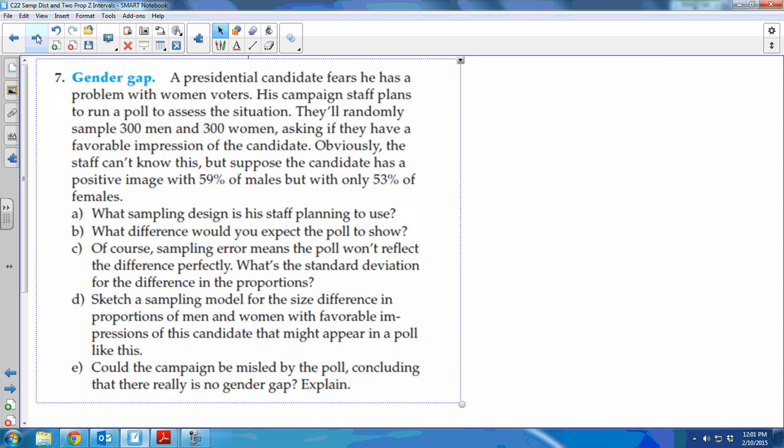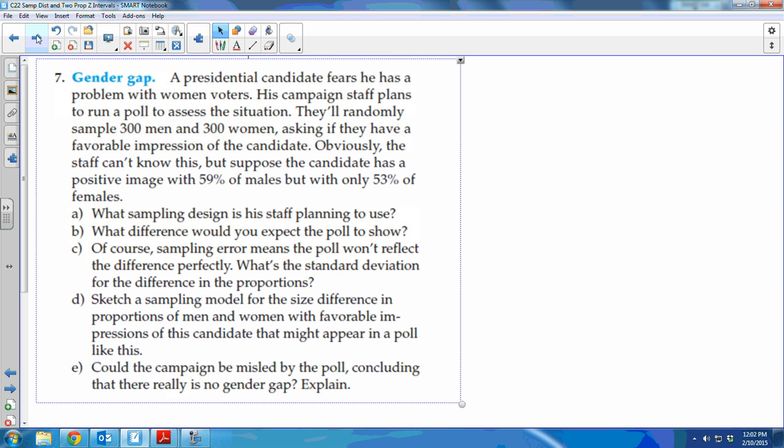Okay? So number 7, a presidential candidate fears he has a problem with women voters. His campaign staff plans to run a poll to assess the situation. They'll randomly sample 300 men and 300 women, asking if they have a favorable impression of the candidate. Obviously, the staff can't know this, but suppose the candidate has a positive image with 59% of males, but with only 53% of females. All right, so they're giving you 2 proportions. Right? Yes? Okay.